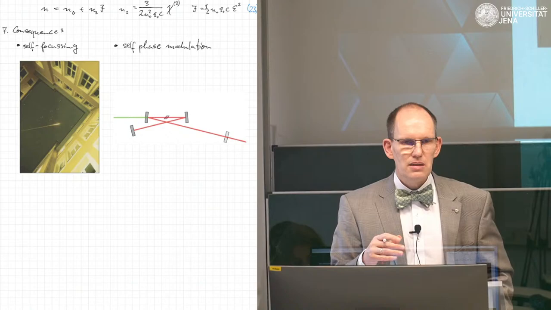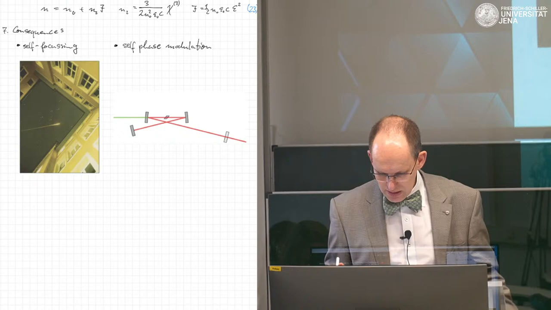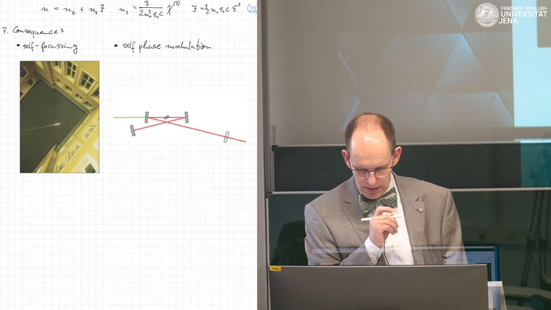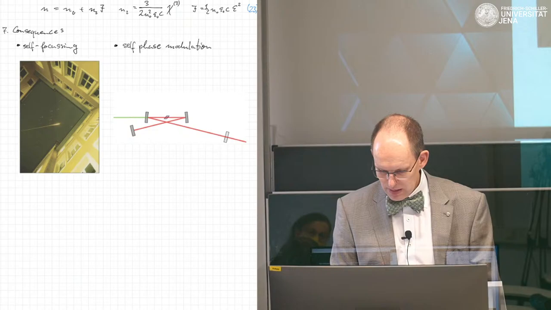And this is called Kerr lens mode locking, because it's called the optical Kerr effect, what we were discussing. So it's just a technical term for that. So what happens here is self-focusing inside this crystal. Actually, also self-phase modulation happens there, but this is for now too complicated to explain, but this one is easy enough.